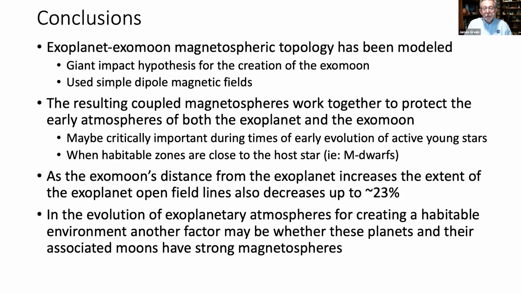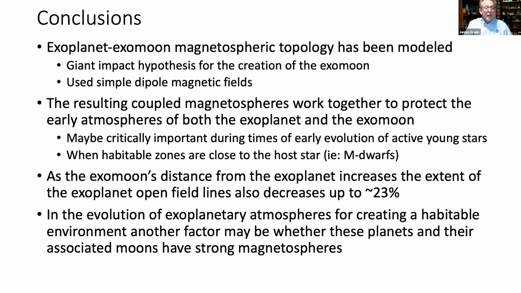It's clear that the resulting coupled magnetospheres work together to protect the early atmospheres of both the exoplanet and perhaps even the exomoon as it begins to outgas. It also will go through those processes of ionization and outflow, but will be on closed field lines, retaining some aspect of that atmosphere for a longer period of time than when it would normally have occurred without a magnetosphere, of course.